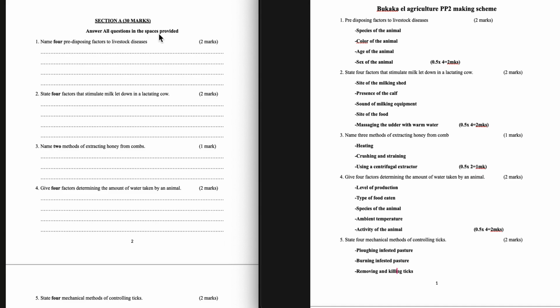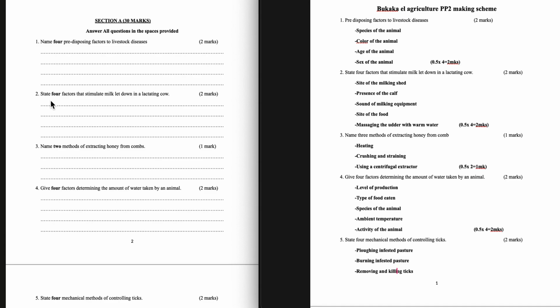Section A, 30 marks. Answer all questions in the spaces provided. Name 4 predisposing factors to livestock diseases. Species of the animal, color of the animal, age of the animal, sex of the animal.